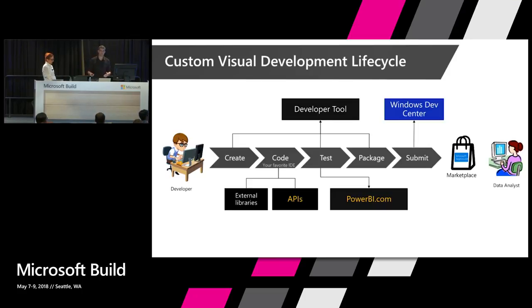And if you want to submit it to AppSource, you go to the Windows Developer Center, and you submit it. It reaches AppSource once it goes through an approval process. And eventually, the user, which in this case is the data analyst, can consume it from the marketplace and add it to the report. And the feedback loop is closed with the reviews and ratings that AppSource has as a store.